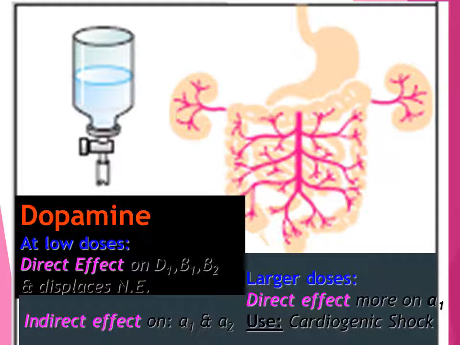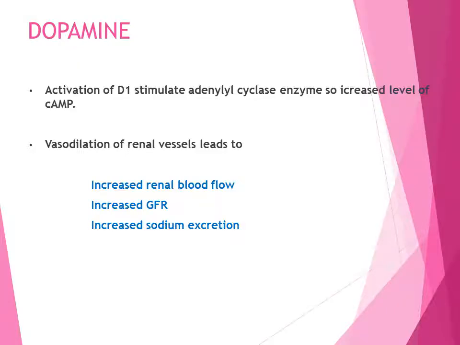Like epinephrine, dopamine effects are also dose dependent. Dopamine causes activation of D1 receptors, which stimulate the adenyl cyclase enzyme, so they increase the level of cyclic AMP. They cause vasodilation of renal vessels, leading to increased renal blood flow, increased GFR, and increased sodium excretion.